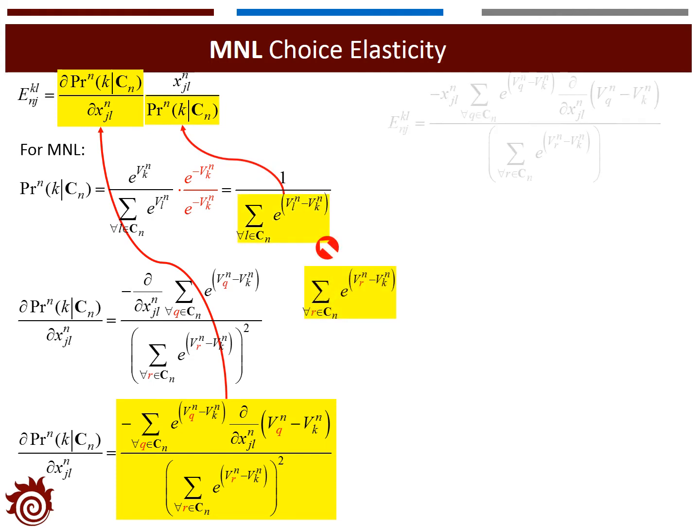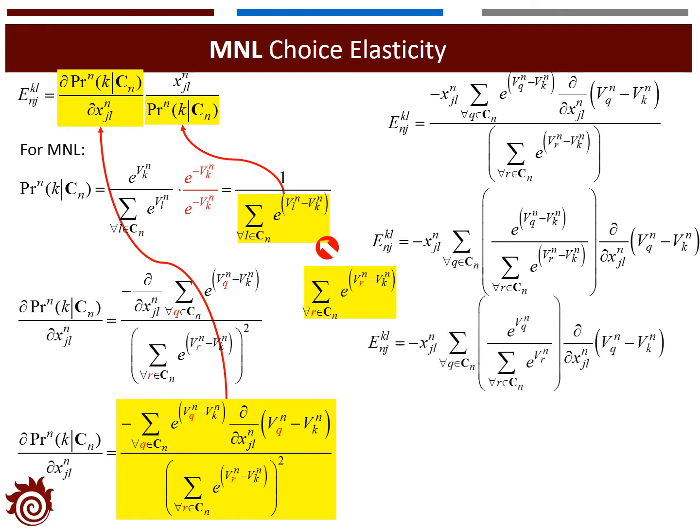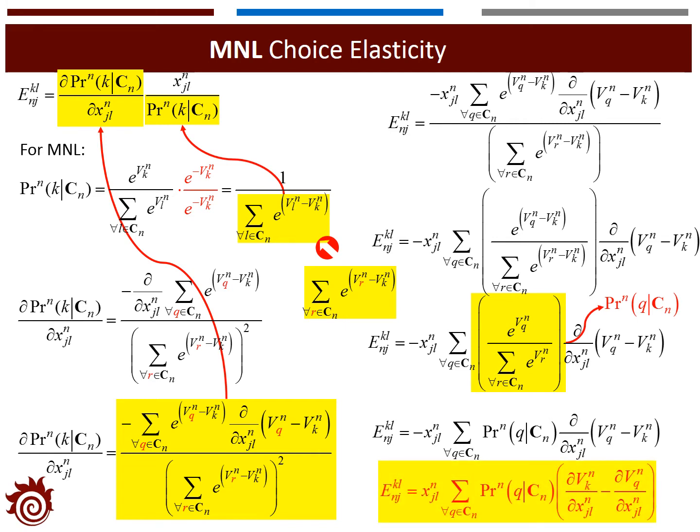And with this one, we can have the choice elasticity as a function of the attributes and the deterministic utility. And we can further derive this formula to a simpler format. With these 3 equations, we can get that the choice elasticity would be a function of the attribute and the probability, that is x_jl times the summation of the probability P_q times partial V_k over partial x_jl minus partial V_q over partial x_jl.